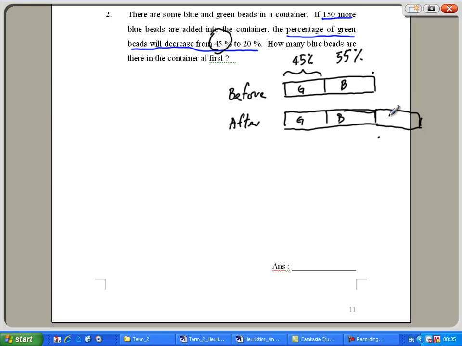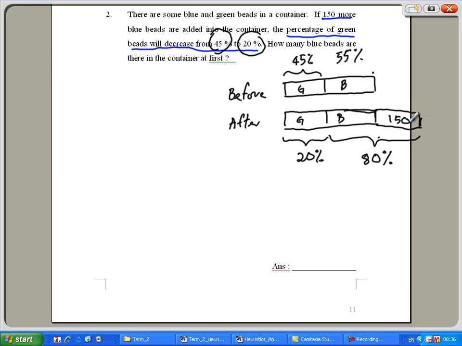Okay, the 150 more. Now, after the total has been increased, the percentage of the green beads decreases from 45% to 20%. So this is 20%. Now the blue beads obviously will be 100% minus 20%. It would be 80%. We can make use of this 150 to help us solve the sum.